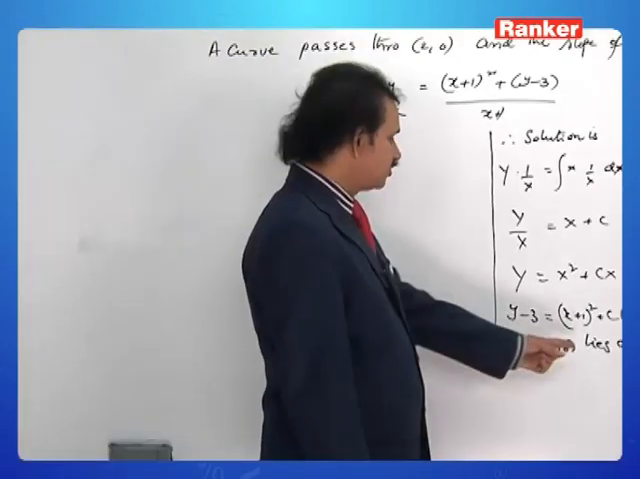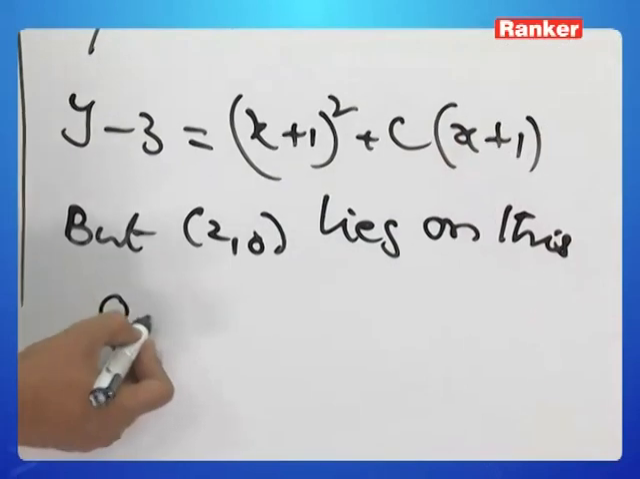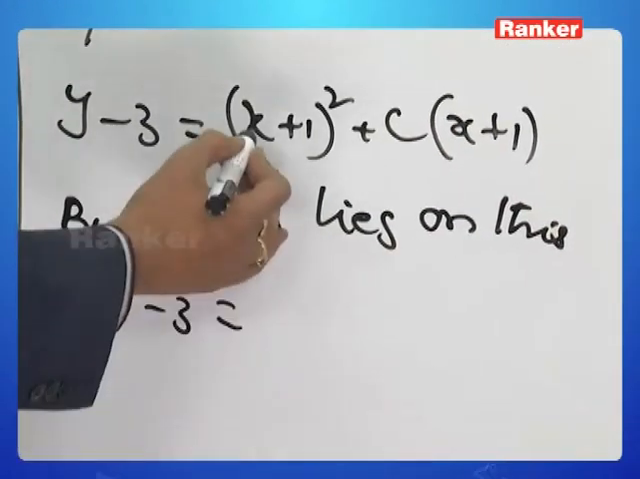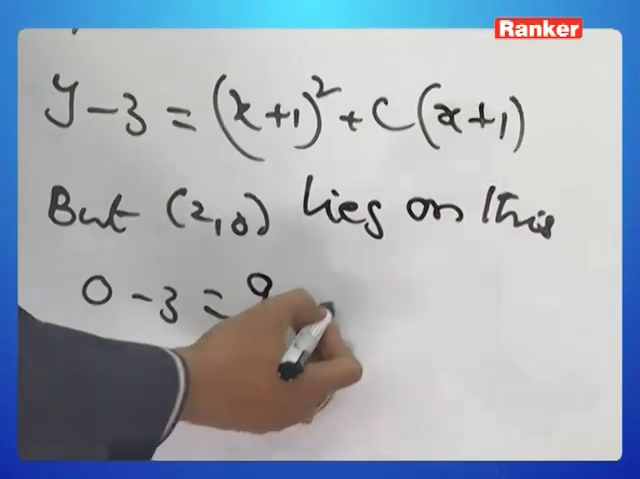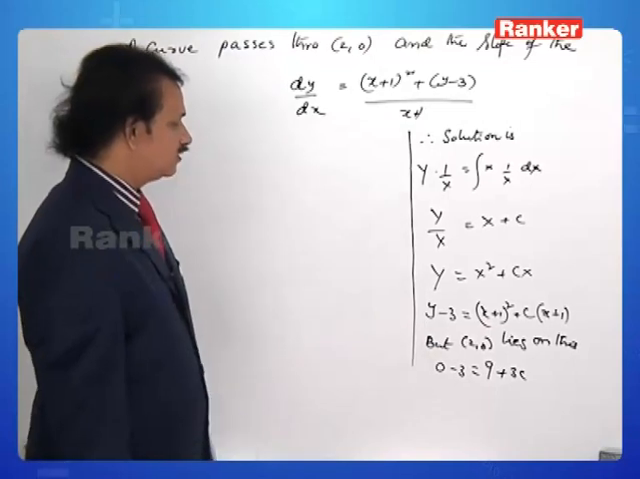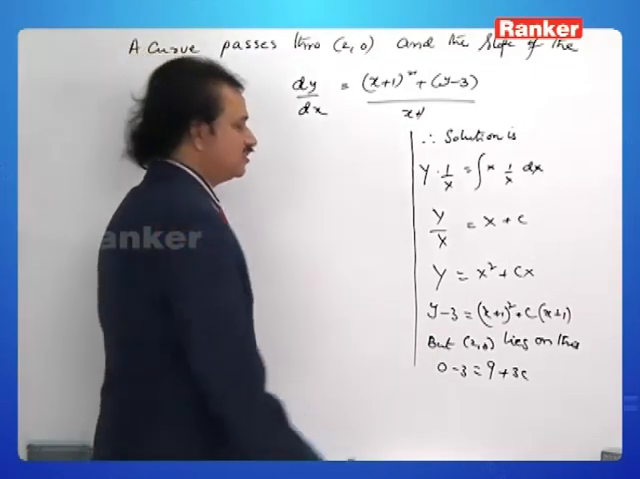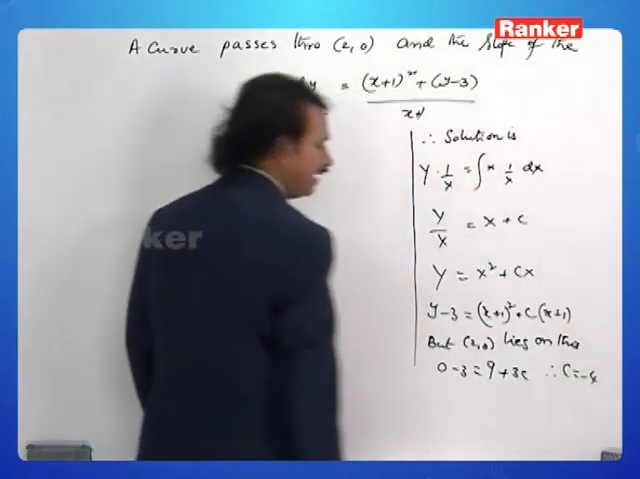Well, but (2, 0) lies on this curve. So, 0 minus 3 is equal to (2 + 1) whole square is 9, (2 + 1) is 3, it is 3c. 3c is equal to minus 12, hence c is equal to minus 4.